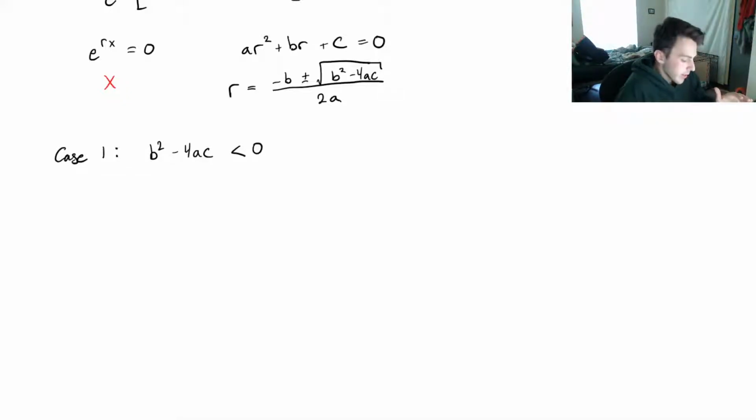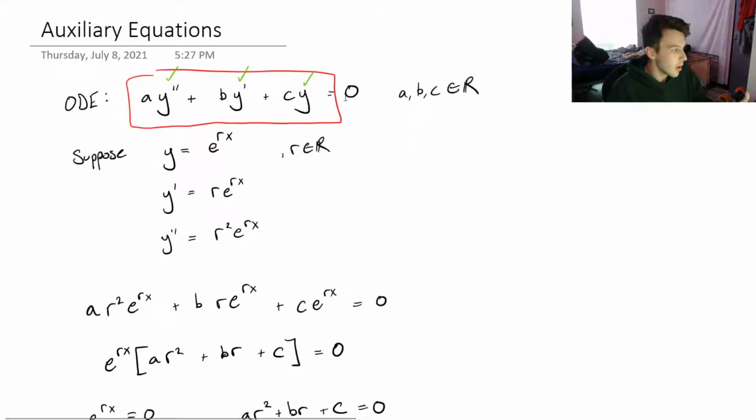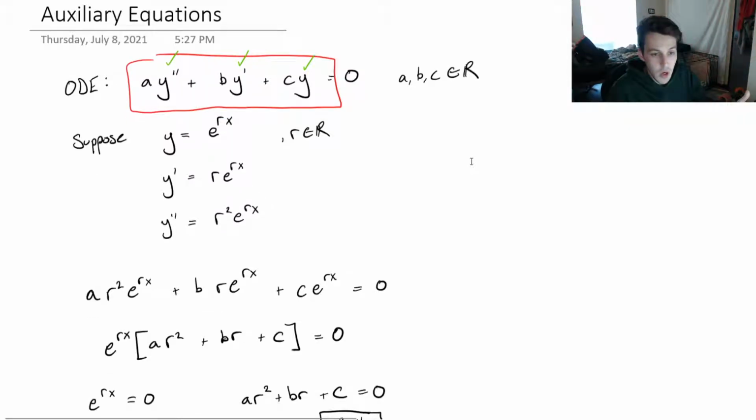So we're going to be looking at the first case, what I think is the most difficult case to get the answer to, and that is the imaginary solutions. So when b squared minus 4ac is less than 0, right? It doesn't mean that we have no solutions to our ODE. It just means that we have imaginary solutions, and we can still solve those.